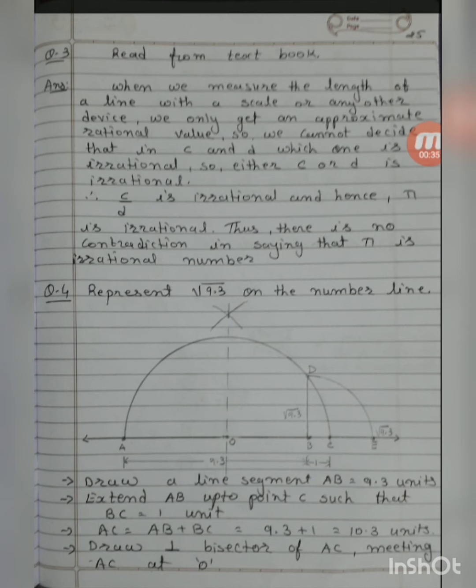Here, the answer is, when we measure the length of a line with a scale or any other device, we only get approximate rational values. So, we cannot decide which of C and D is the irrational number. So, either C or D is irrational. That means C by D is irrational and hence pi is irrational. Thus, there is no contradiction in saying that pi is an irrational number.